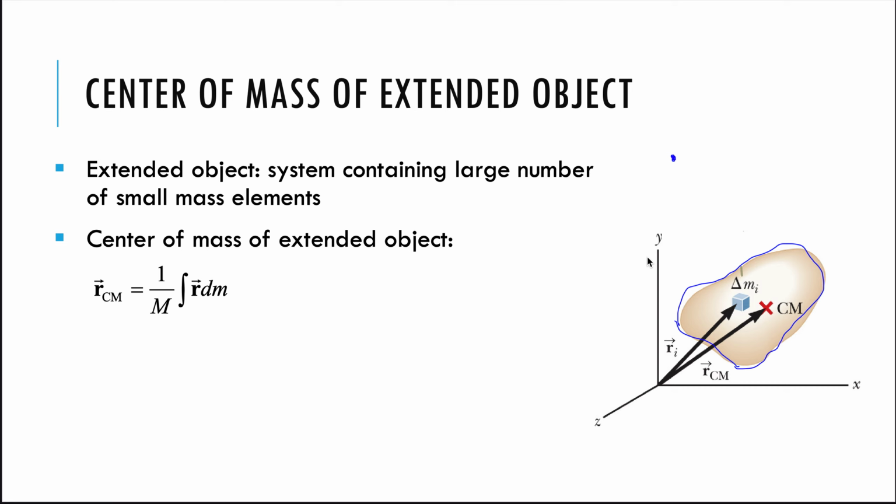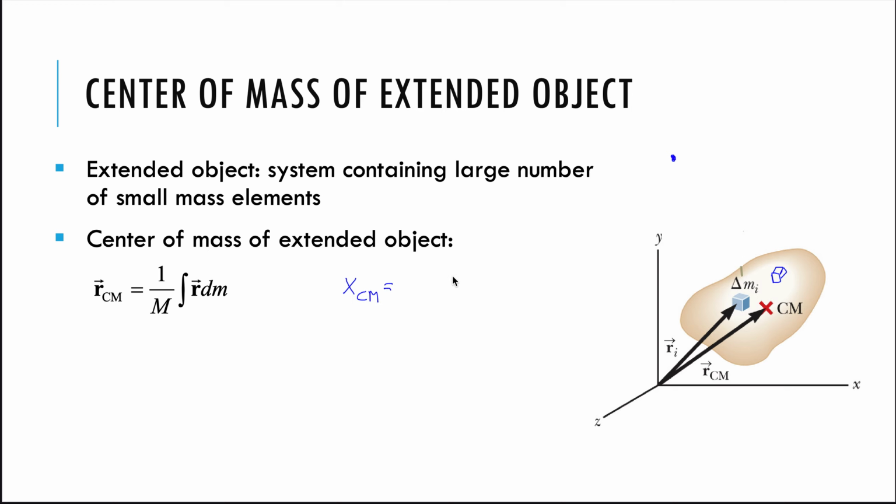This is the expression here, but let's just derive it real quick to understand what's going on. What we're going to do is divide our object into a whole bunch of very, very small little masses. We're going to say that each little mass has a mass delta mi. So now, how would we find the center of mass of this? Well, we can write down our expression for the center of mass. Let's just look at the x-coordinate to make it a little bit easier.